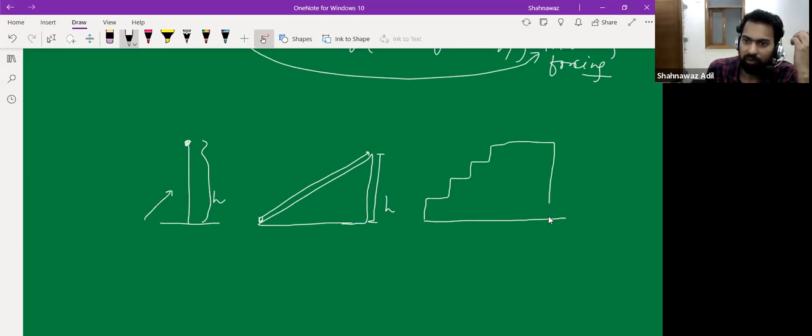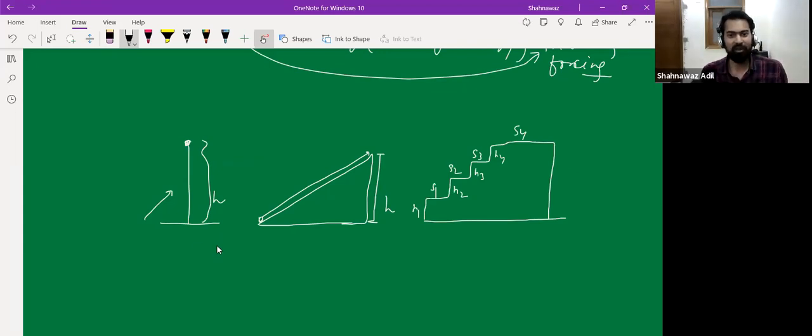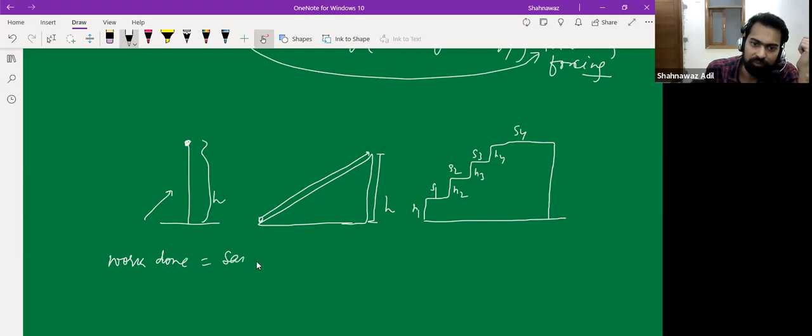Okay, so this is, let's say, H1, this is S1, this is H2, this is S2, this is H3, this is S3, and this is H4, and this is S4, right? The work is done against the gravitational force, so we'll have the gravitational potential energy. And as the force is conservative in nature, the work done should be the same, right?